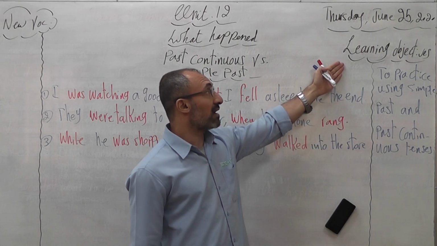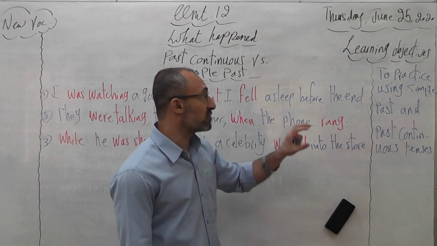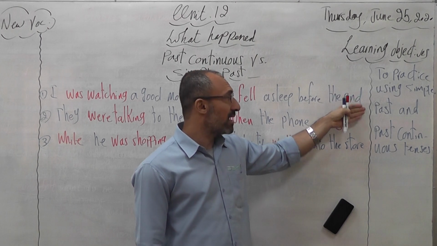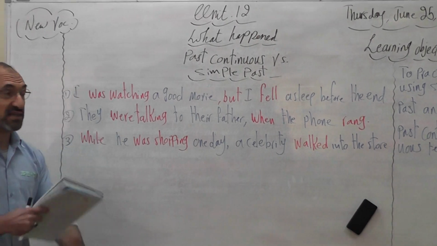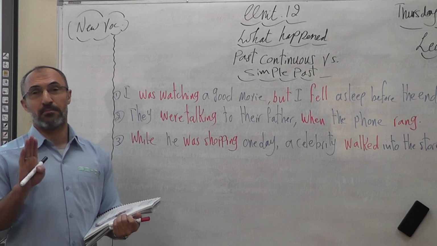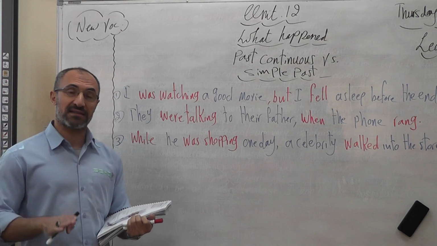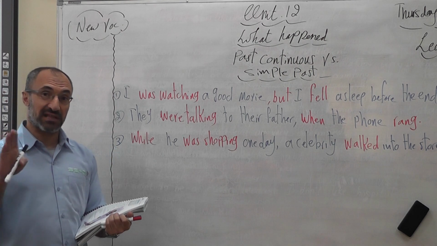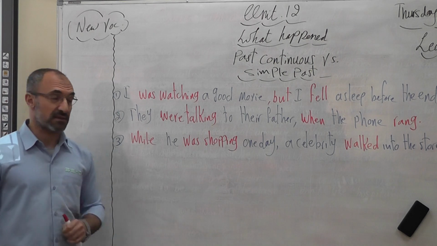And here are our learning objectives. By the end of our lesson, we have to know and get to practice using the simple past tense and past continuous tense. As we have just mentioned, honestly speaking, we will know how to use the simple past tense to interrupt a continuous action, or past continuous action. On the board, we have three main examples.